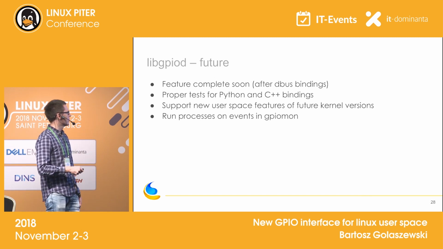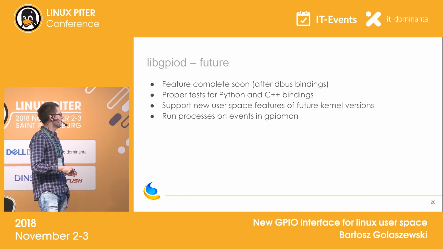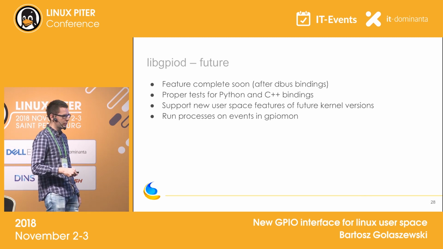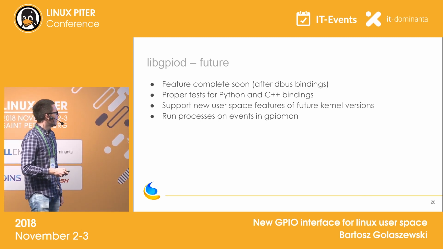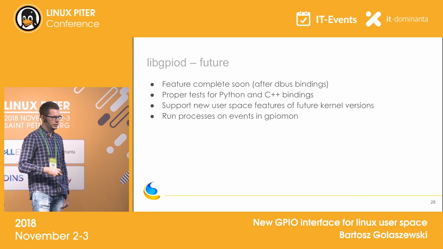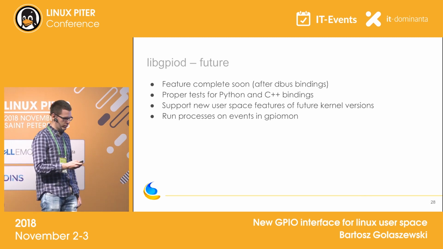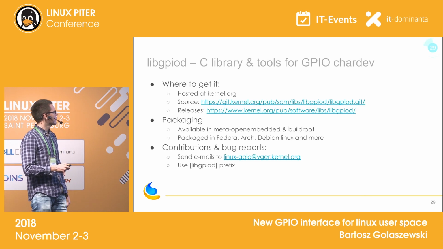We're going to add proper testing for Python and C++, and we're also going to support new Userspace features of the kernel API, because there are some that are brewing currently on the mailing list. Another feature that I want to implement is running external processes on GPIO Mon when there are events occurring, and where to get it.